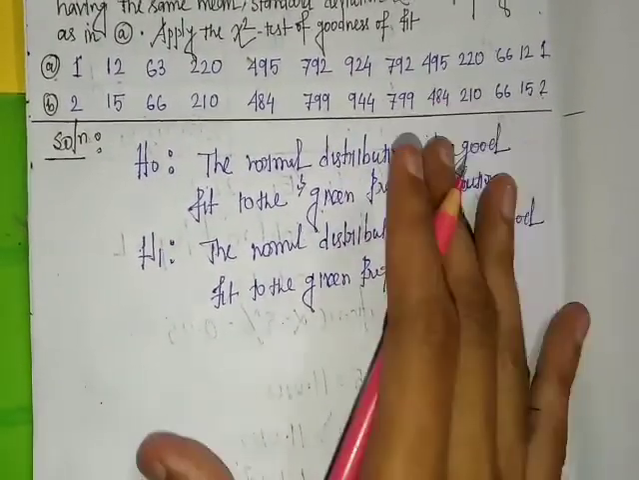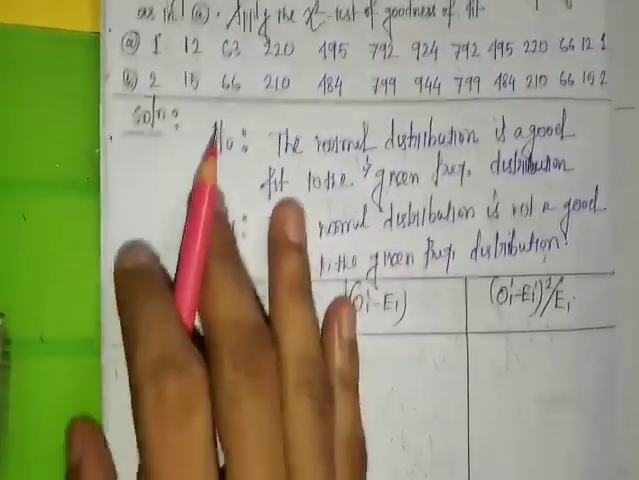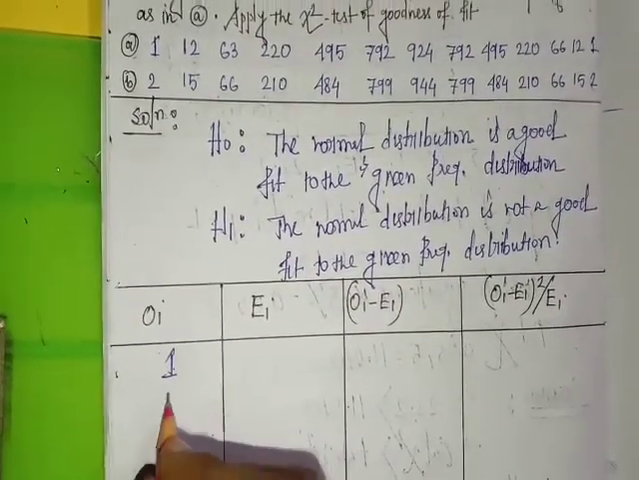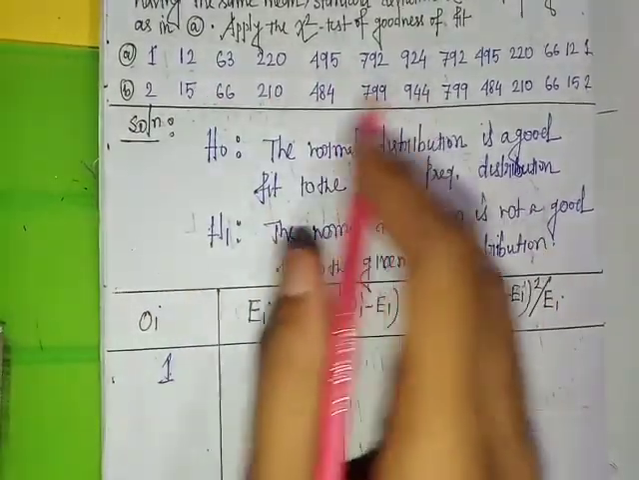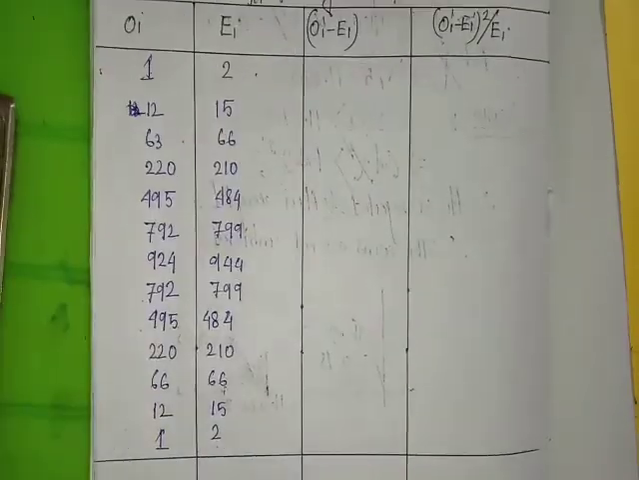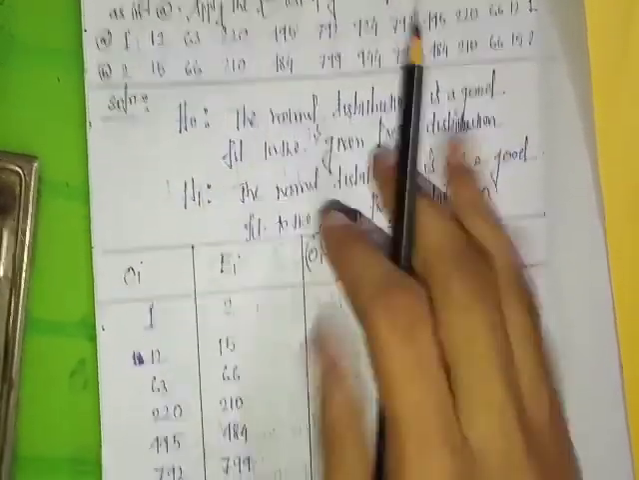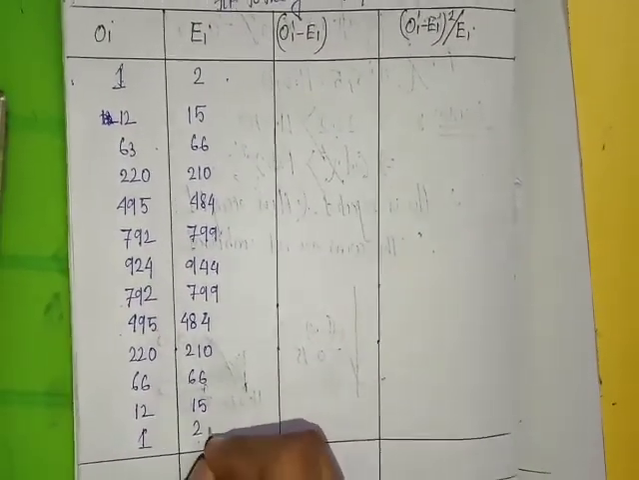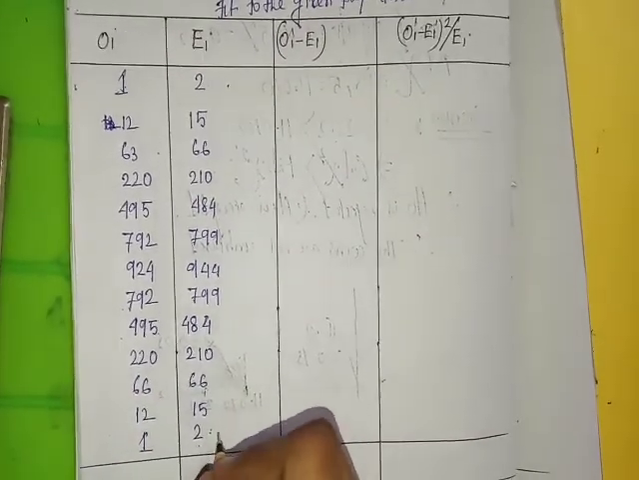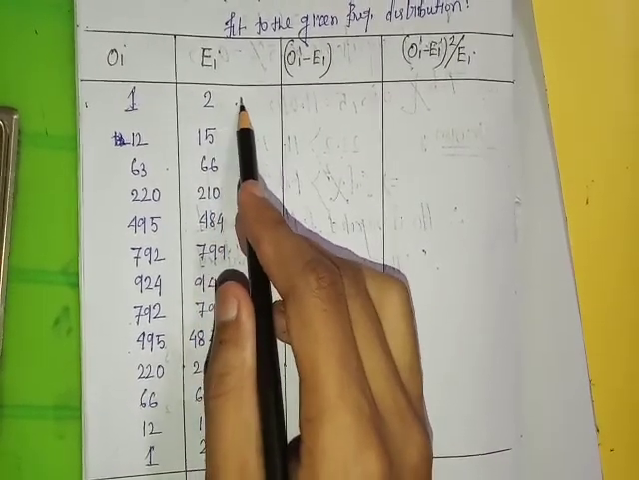Now we will construct a table. Yi means observed frequency, Ei means expected frequency. So Yi: 1, 12, 63, 220, 495. After putting these values of Yi and Ei, we get this. Please concentrate on this step. Here this expected frequency is 2, which is less than 5, and this is also 2, also less than 5.